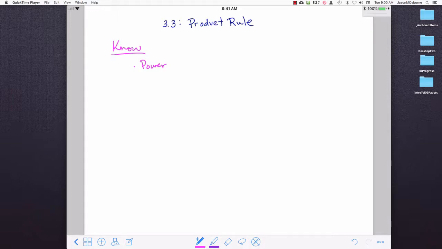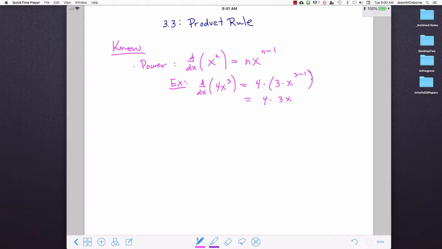The power rule says that the derivative of x to the n is n x to the n minus 1. So for example, the derivative of 4x cubed is 4 times 3 times x to the 3 minus 1, which would be 4 times 3x squared, which would be 12x squared.